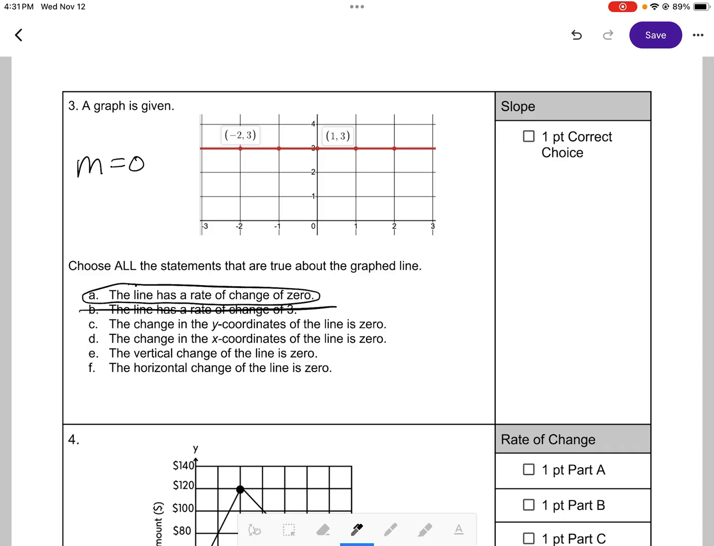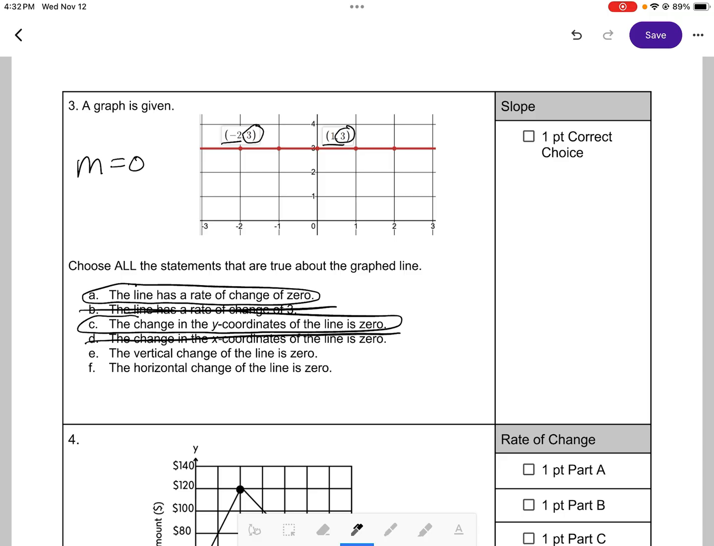C, the change in the y-coordinates of the line is 0. Well, if we look at the y-coordinates, we go from 3 to 3. Do they change? No, so that is true. The change in the y-coordinates of the line is 0. That is true because they stay the same. D, the change in the x-coordinates of the line is 0. Well, that's not true because our x-coordinate here is -2 and our x-coordinate here is 1. So they do change.